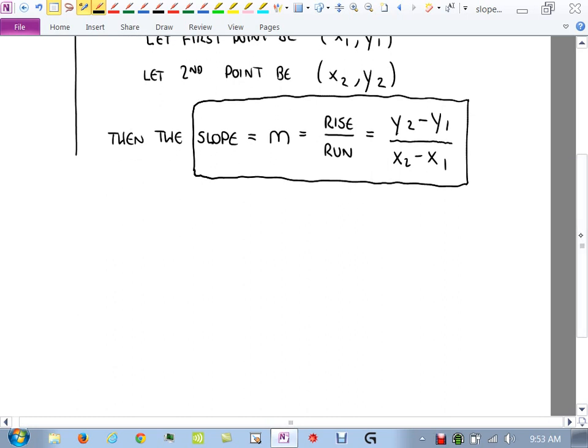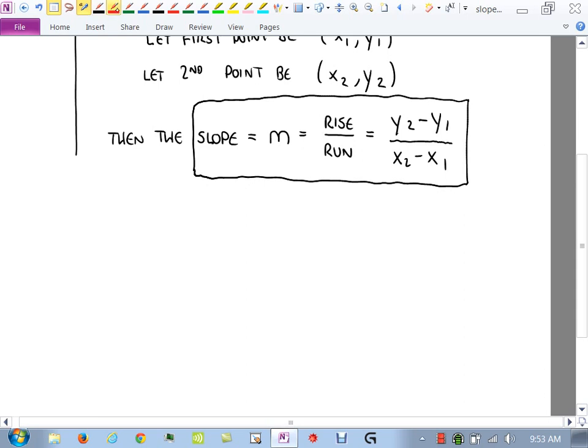Think about it. y2 minus y1, right? y2 minus y1 is the difference in the y coordinates. Up and down is y coordinates. So y2 minus y1 tells you how much the y's differ, so how much change you have to go up and down. The x2 minus x1 tells you how much change you have to do left and right.